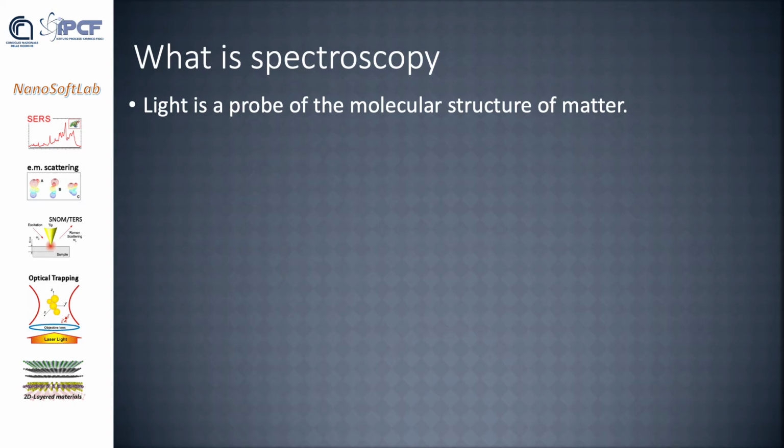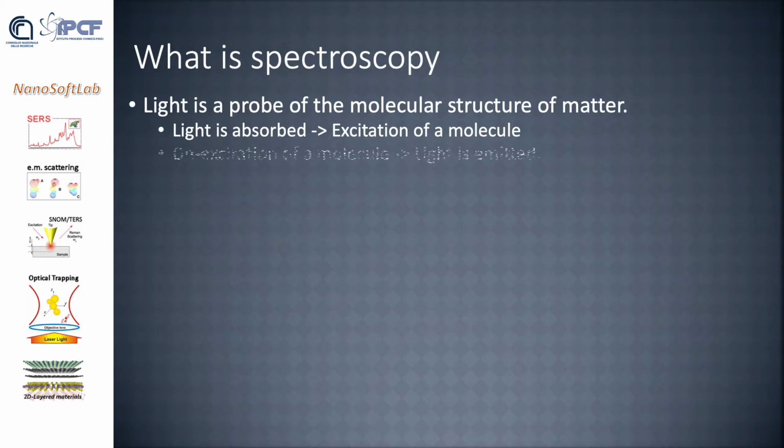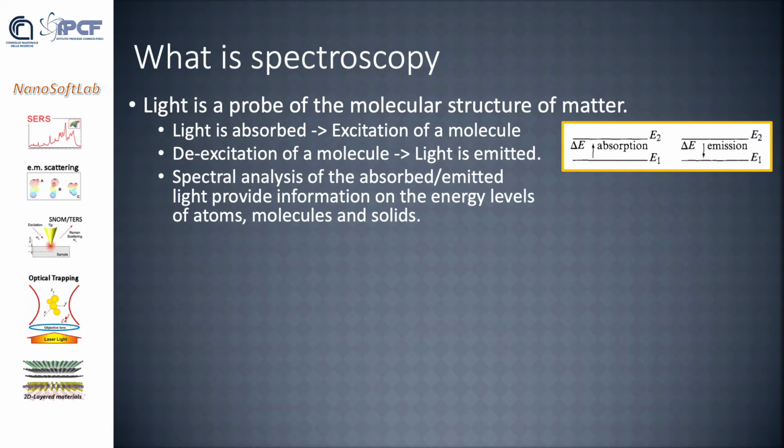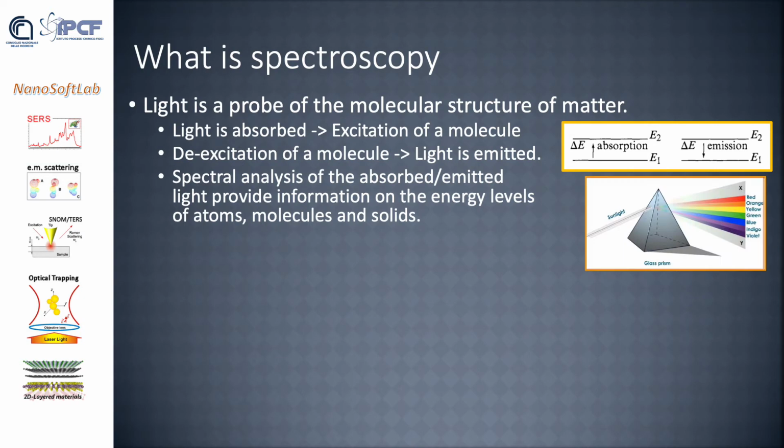Light, as we all know, is a probe of the molecular structure of matter. When light is absorbed, molecules go to an excited state. The excitation of the molecules provides emission of light by the molecule, as we can see in this small cartoon here. The spectral analysis of the absorbed and emitted light is what spectroscopy is, and it provides information on the energy levels of atoms, molecules, and solids.